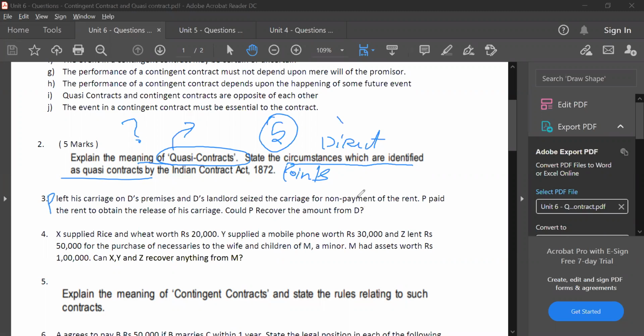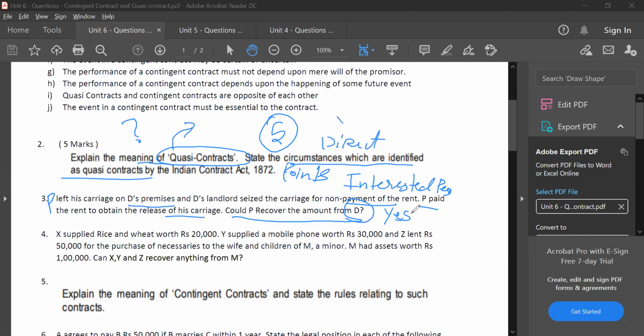Others take a minute. Basically, what they're saying is P left his luggage, his goods, on these premises. The landlords seized the carriage because of non-payment of rent. So P paid the rent to obtain his goods. Can P recover the amount from D? Absolutely yes. Because who is supposed to pay the rent? D should pay it. P paid on behalf of D. This is the concept of payment made by an interested person under quasi contract. Payment made by interested person. That is the concept. Is it section 69? Yes.